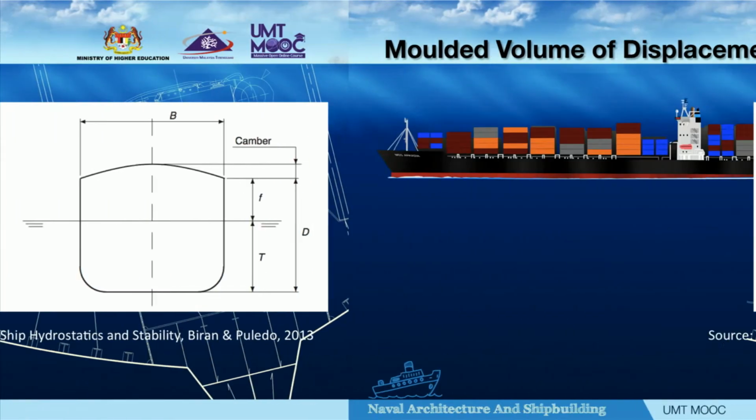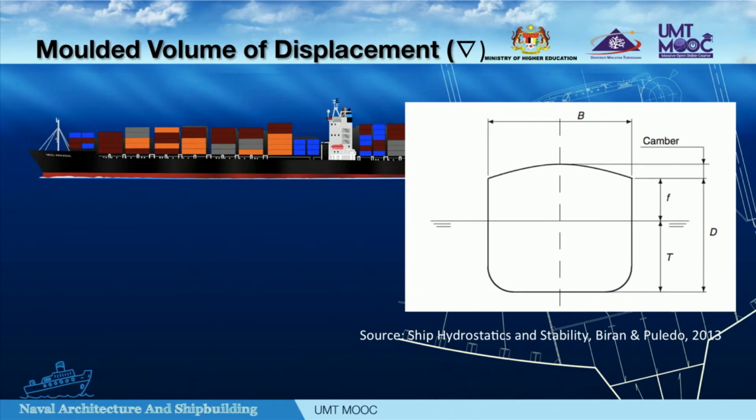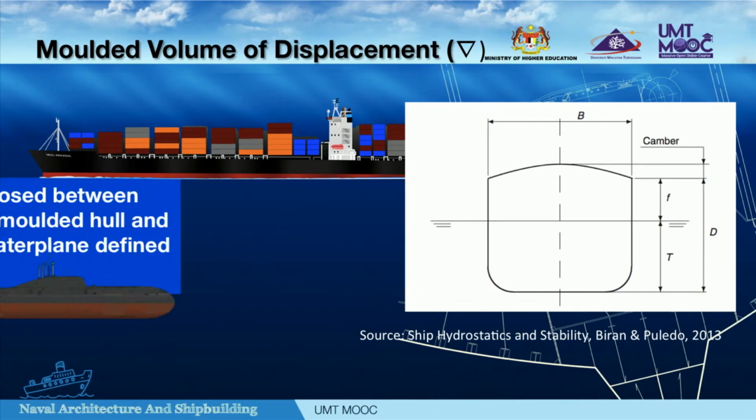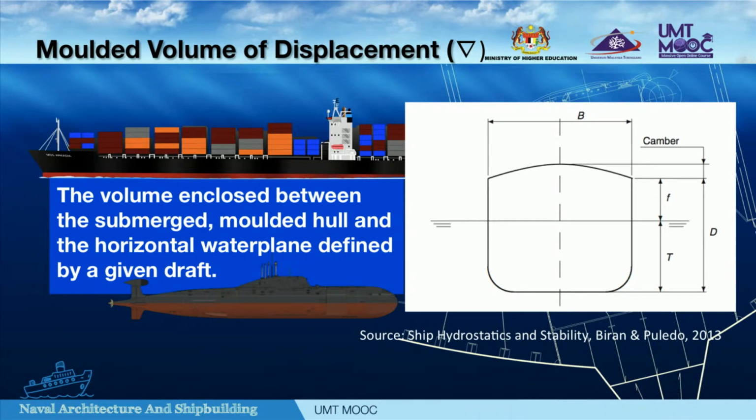Next, the molded volume of displacement. The molded volume of displacement is the volume enclosed between the submerged molded hull and the horizontal waterplane defined by a given draft. This volume is noted by an inverted triangle, a symbol known in the English language as del and in European literature as nabla. This is basically the part of the hull below the waterline, or the submerged hull.